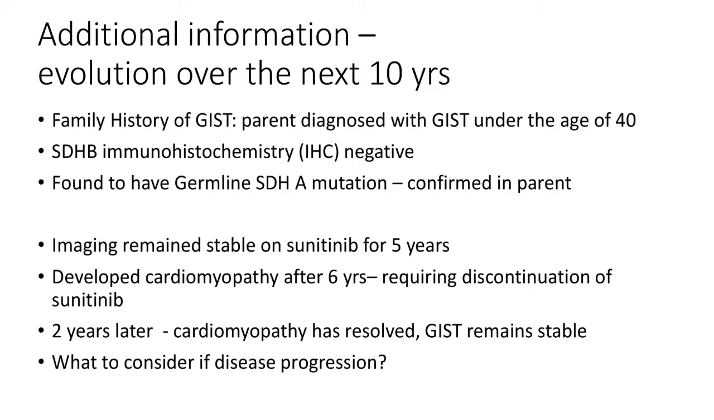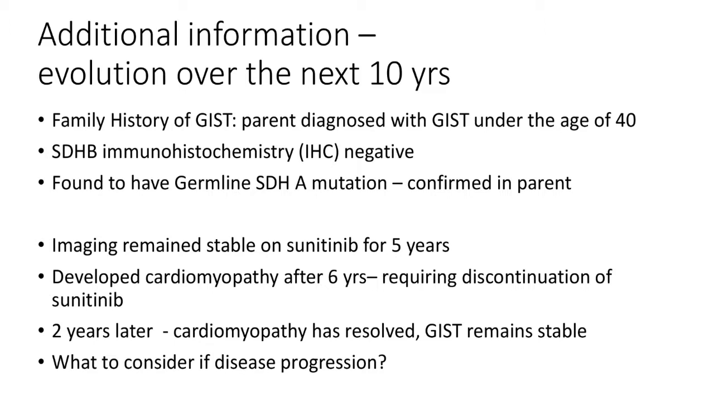So this patient had SDH-deficient GIST, and what did we learn over the next decade of care? We learned that the patient had a family history of GIST. A parent was diagnosed with GIST under the age of 40. We learned that the tumor was SDH-B negative and therefore characterized as an SDH-deficient GIST. And then because of the family history and what we've learned from the NCI Pediatric Clinic, as well as other groups that have been focused on this, we learned that the patient was found to have a germline SDH-A mutation.